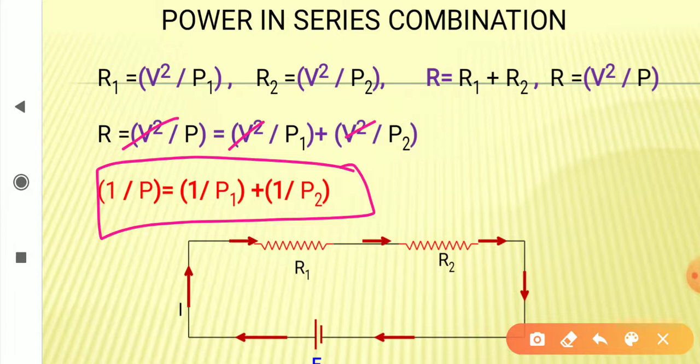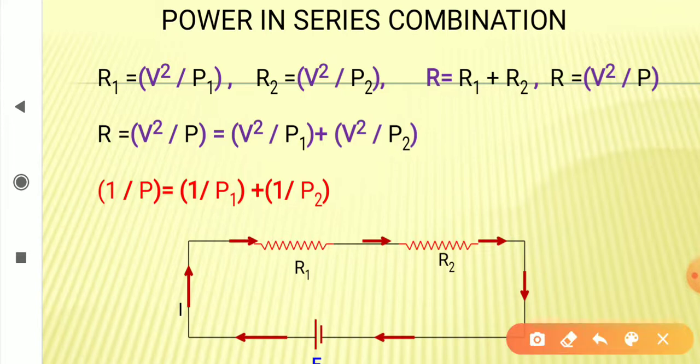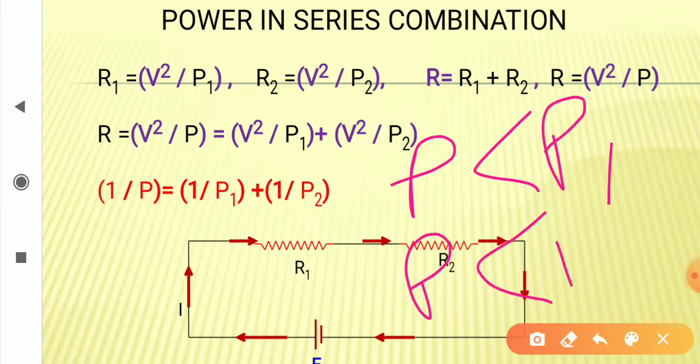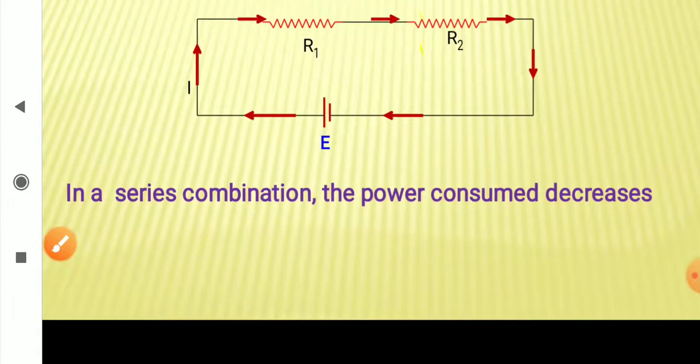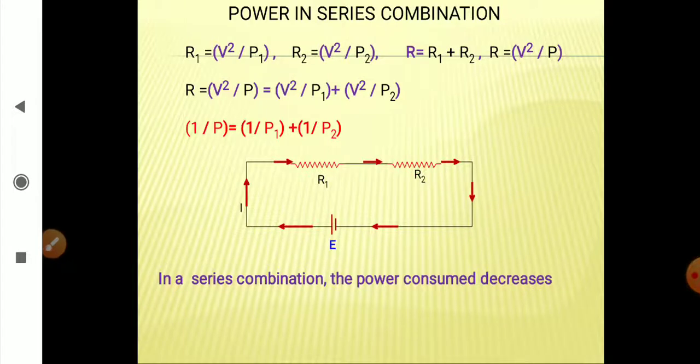So in series combination, the consumption of power decreases. This net power P is lesser than P1 and this P is lesser than P2 also. Okay. So in series combination, the power consumed decreases.